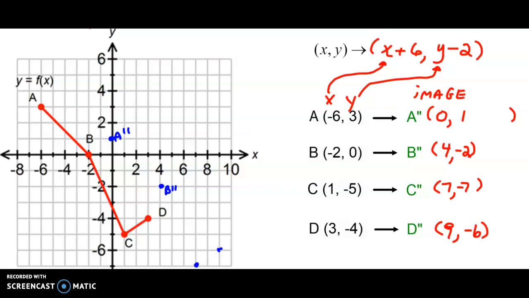So I'll try my best to plot these, graph it for you. So I have a line here, I have a line there, and I have a line there. And you can look to see that the graphs are identical. The only difference, again, is that I've shifted the coordinates. Again, 6 units to the right and 2 down. And that's it.